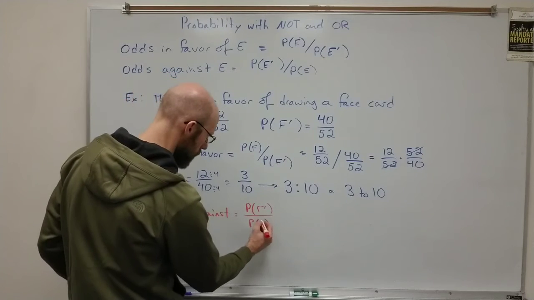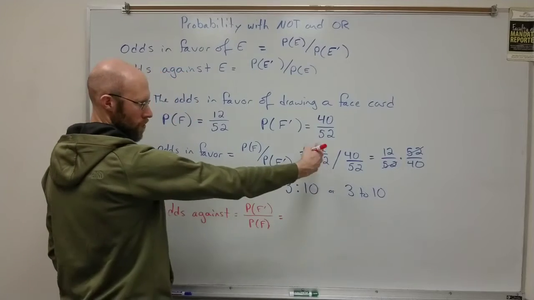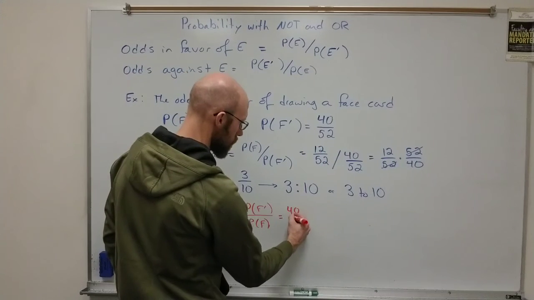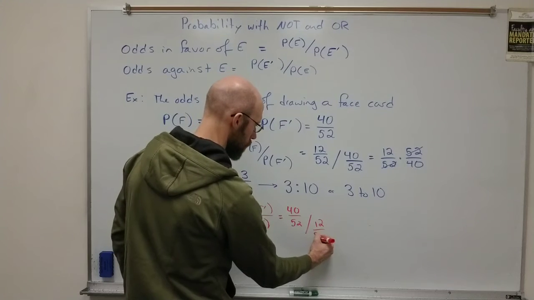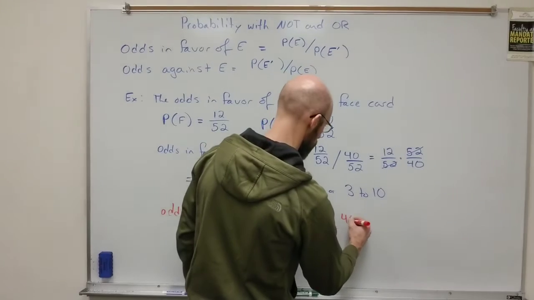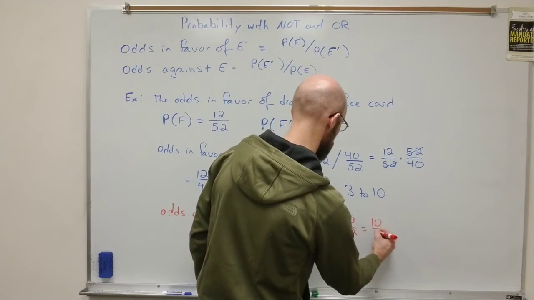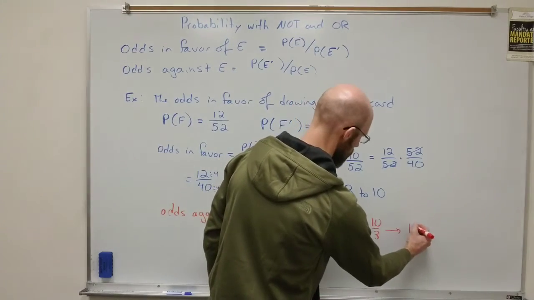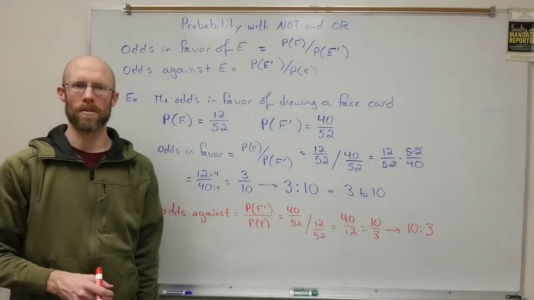So used to writing E there. Which is, of course, the reciprocal of this. 40 over 52 divided by 12 over 52, which, of course, ends up being 40 over 12, which reduces down to 10/3. And you get 10 to 3 odds against getting a face card.